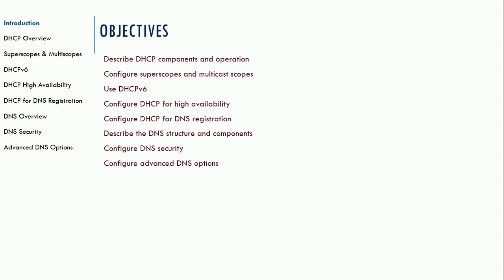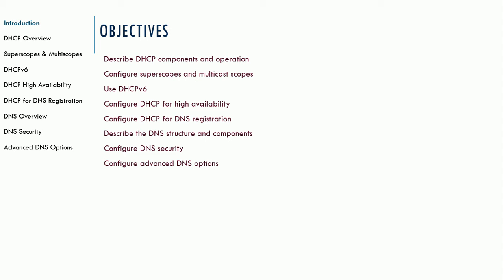So we're going to cover the following objectives: describing DHCP components and operations, just a quick overview of DHCP. This should be a review from the previous quarter. We're going to show how to configure superscopes and multicast scopes and why they would be used. We'll talk about using DHCPv6 with Windows 2012 Server and how we can support IPv6 with DHCP. And then talk about high availability options for DHCP, which is, in other words, having clustering and failover and so forth with DHCP, so you don't have a single point of failure.